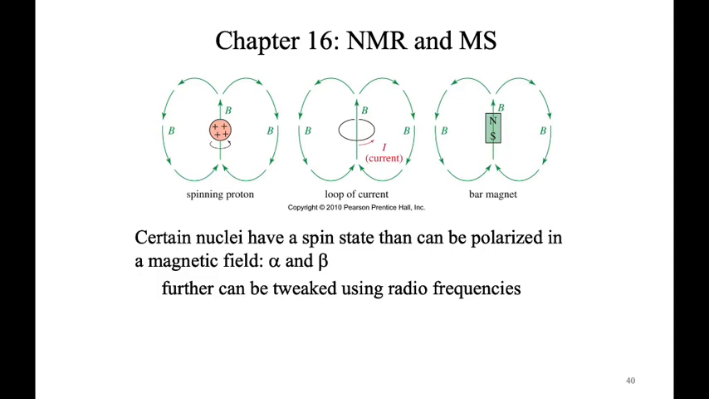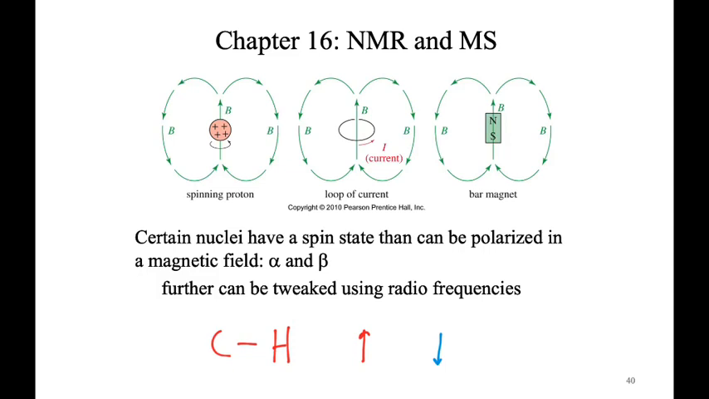Okay? So if we take a really simple atom, just drop a hydrogen inside a magnet, that hydrogen has the potential to either align with the field or against the field. Okay? If I bond something to that hydrogen, that is now going to affect that spin state.